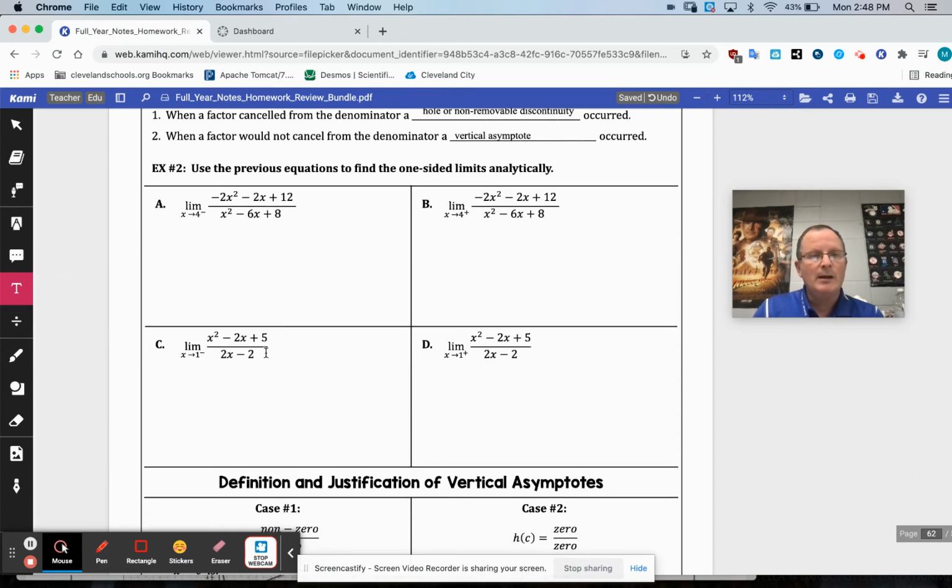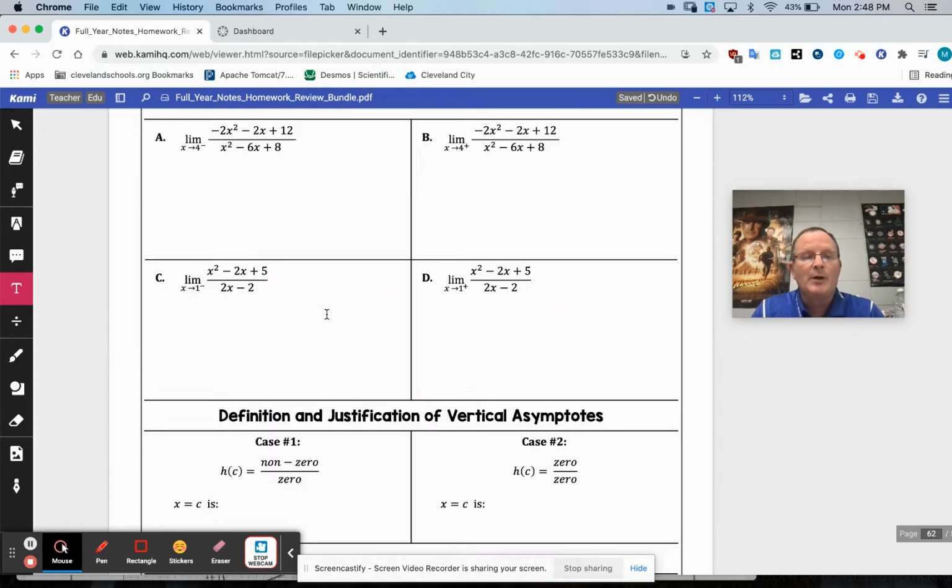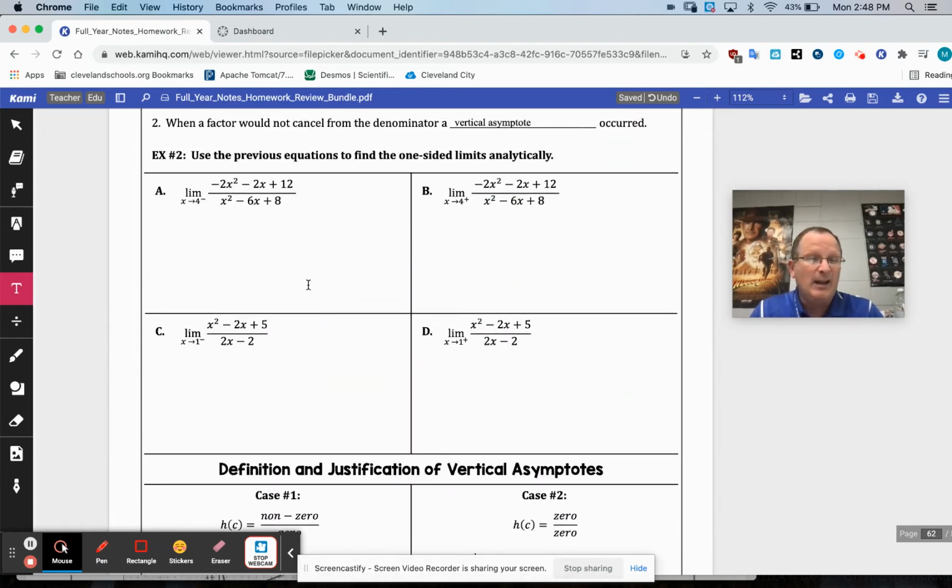All right, and so use the previous equations to find one-sided limits analytically. Now we looked at the graphs. These are the exact same two that we saw up here. But now we're going to look at it as if we did not have a graphing calculator or any way to know what it was. And so we're going to do a little factoring.